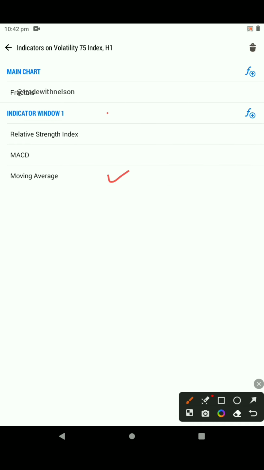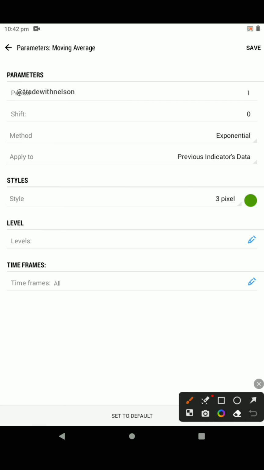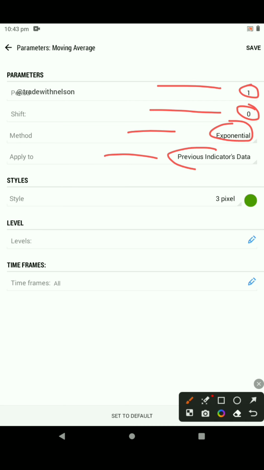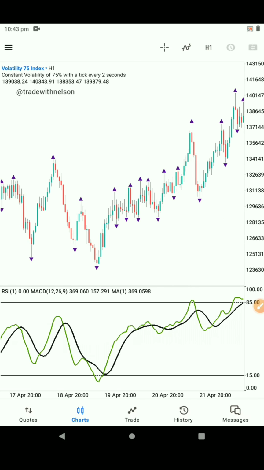For the moving average, click on the F icon on indicators Windows 1. Moving average, click on that. Make your period to be 1, shift to be 0, method to be exponential, apply to previous indicators data. This is very important. Style 3 pixel and select color of your choice. After that, click on save. If you follow my settings correctly, your chart should look exactly as what you see over here.